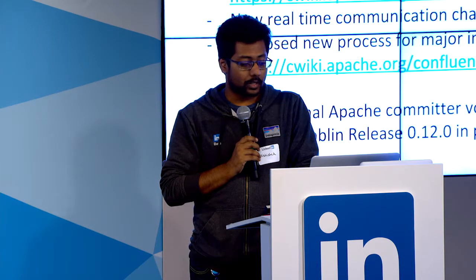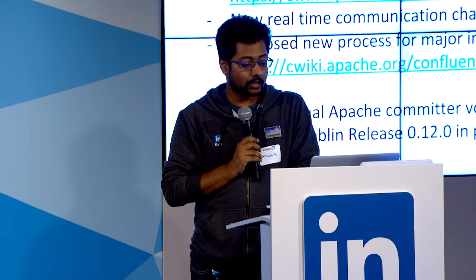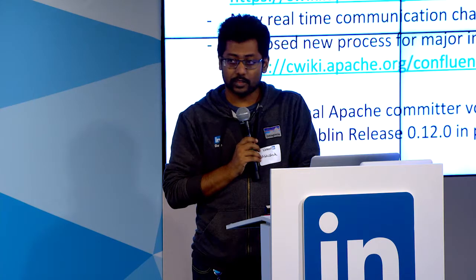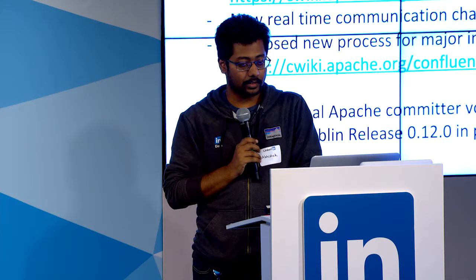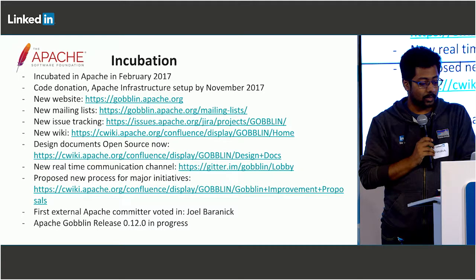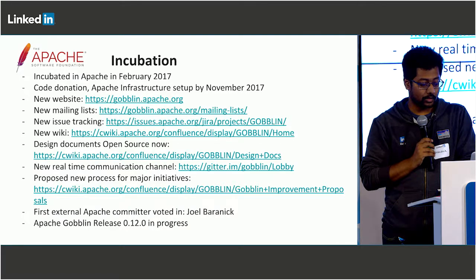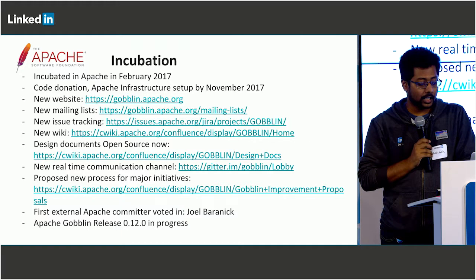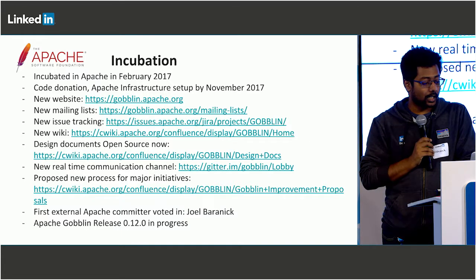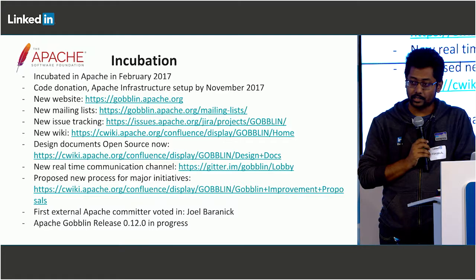We have a new way to talk in real time over Gitter. We have a new way to suggest major initiatives within Gobblin in the open source world and let external folks drive them. That's the Gobblin improvement proposals section. You can find that on the wiki. We also have our first external committer, Joel. Many of you know him by the name of Kadan. And our first Apache release is in progress. We had a release candidate, but we need some more work, so we are coming up with the next release candidate soon.